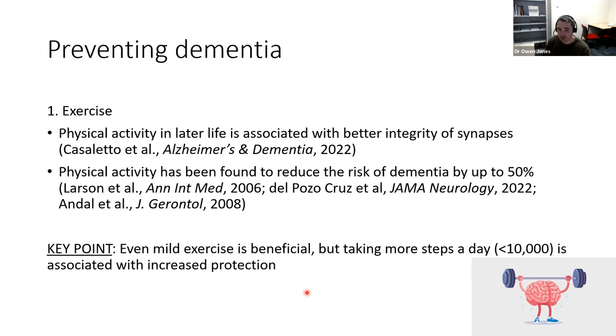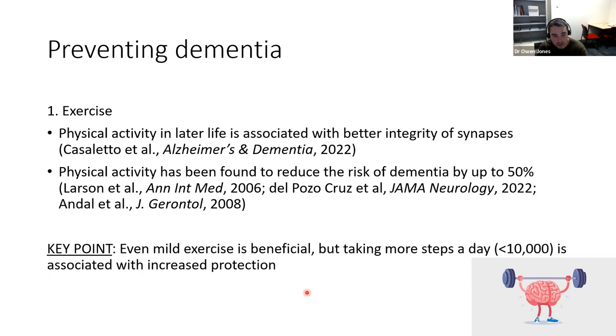But more specifically, we now have increasing evidence to show that physical activity will reduce the risk of dementia, and by a stunning amount, perhaps even up to 50%. That's a stunning amount. So it's been shown that even mild exercise, for example, just gardening, can have a beneficial effect. However, there does seem to be a dose-dependent effect.